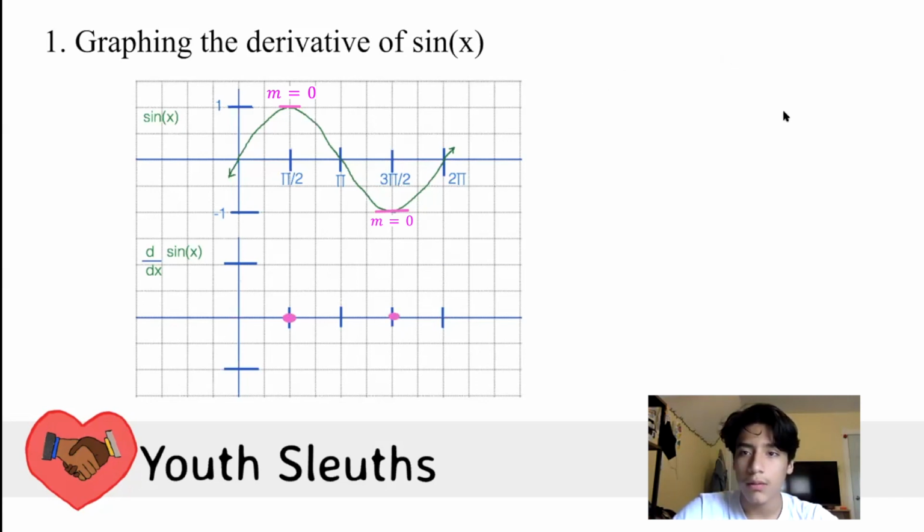Next, we could see that when x equals 0 at sine, there's an instantaneous slope of 1, and also an instantaneous slope of 1 at 2 pi, sorry. And so, the same thing we did with the instantaneous slope of 0, we will graph these on the derivative of sine as 1s.